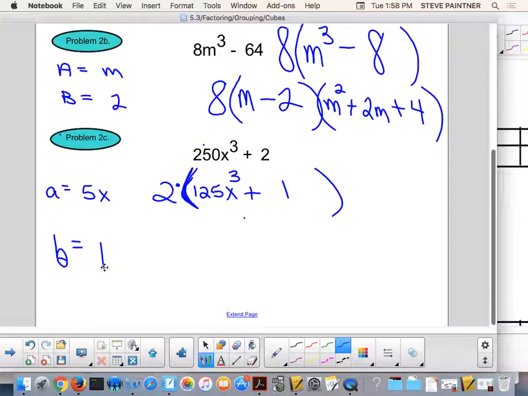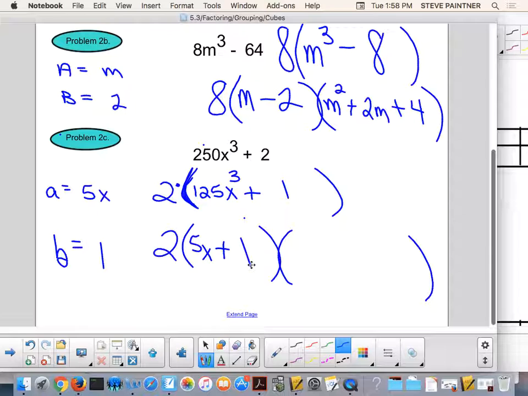1. Once you know the cube roots, you just stick them in the formula. So it's 2 times a binomial times a trinomial. The binomial will be, because this is the sum, I'll put a plus. A plus B. 5x plus 1.